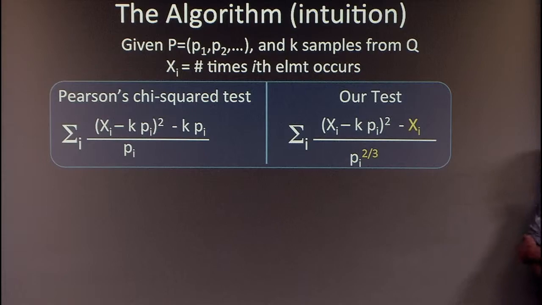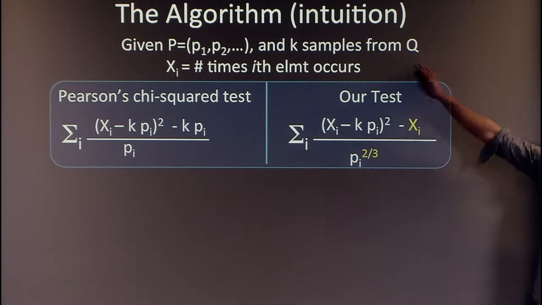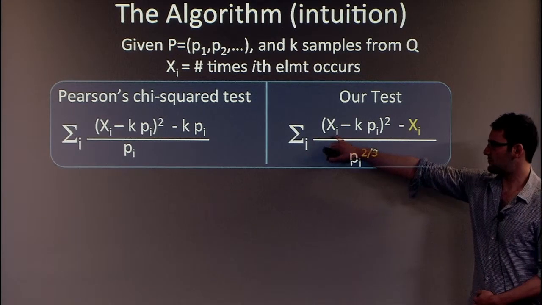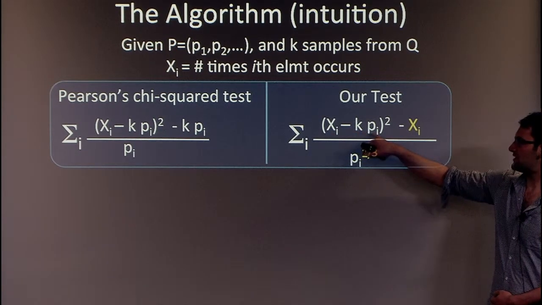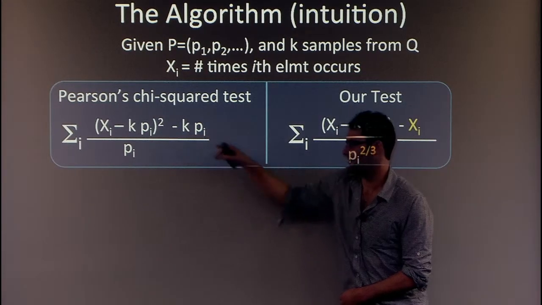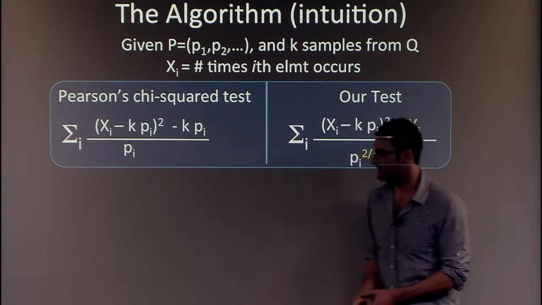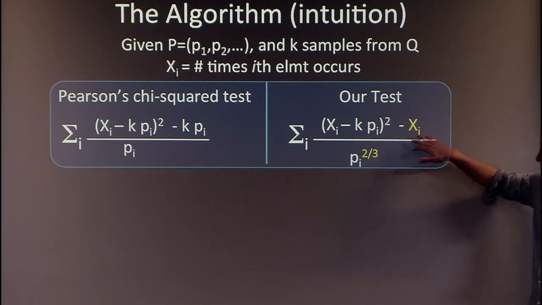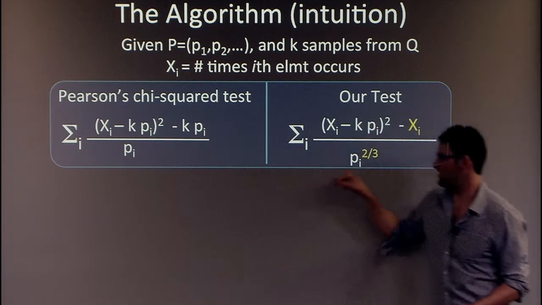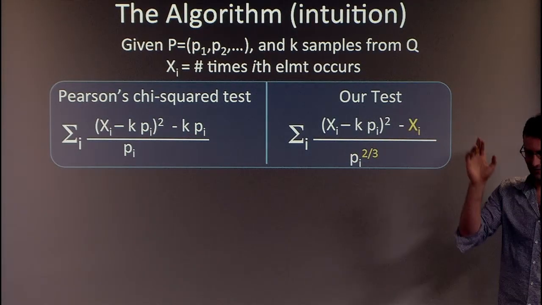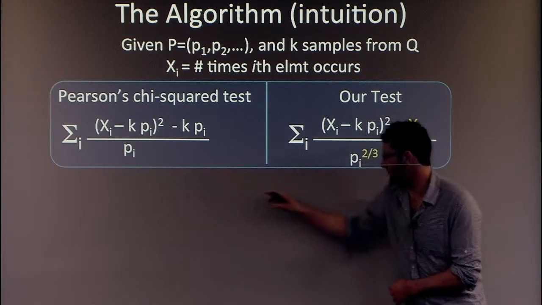Okay, so again, someone describes the distribution P to you. You take some samples from distribution Q. Let xi be the number of times you've seen the ith element. Both these tests are basically saying, look at the difference between the number of times you see the ith element and the expected number of times you've seen it. Square this and subtract something like the expected number of times you're going to see this, and divide by pi. This term in the denominator is deterministic. I've written it this way just because we're going to replace this by the random variable which has the same expectation, namely xi, in the good case. And instead of normalizing by pi, we normalize by pi to the 2/3.